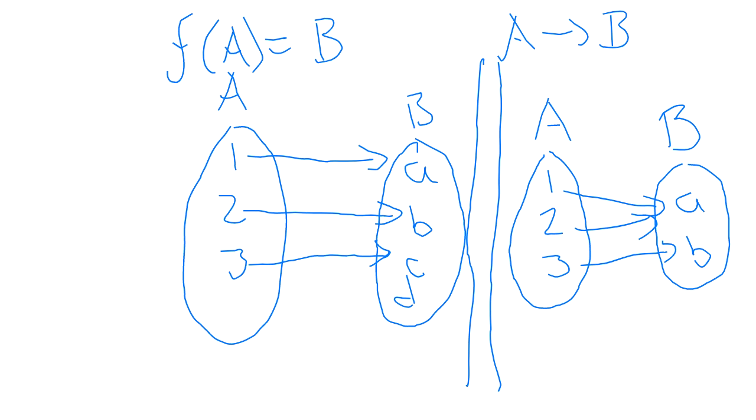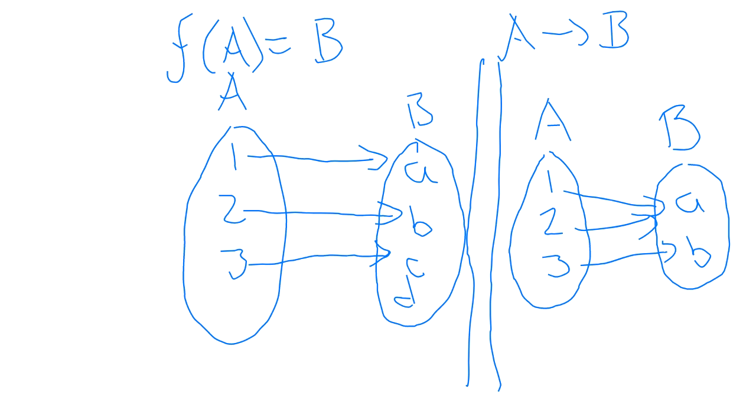So if it has both the injection and the surjection, it is bijective. Right? You know, bi means two. So it is said to be bijective, and f is said to be a bijection. So a function f that is both injective and surjective, meaning it has both an injection and a surjection, is said to be bijective, and f is a bijection.